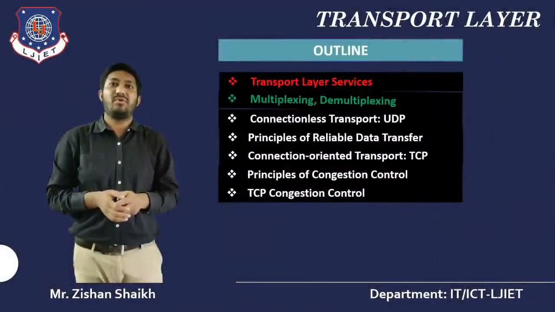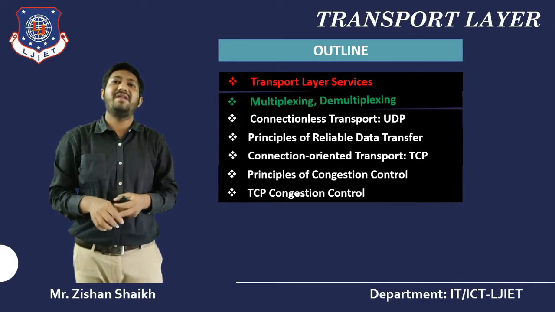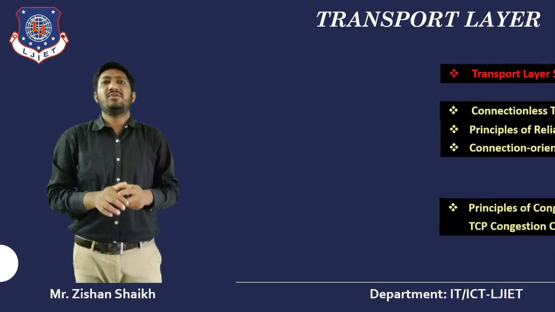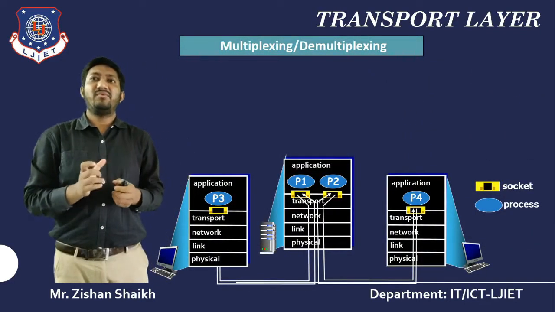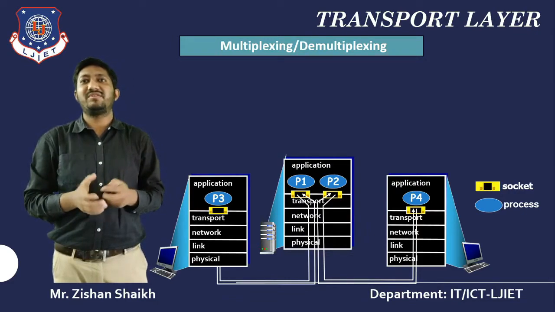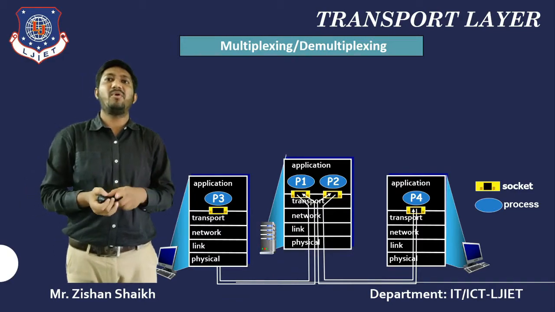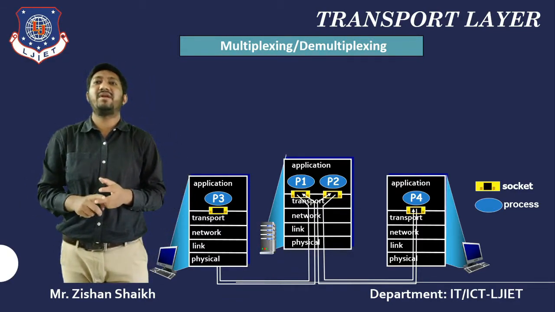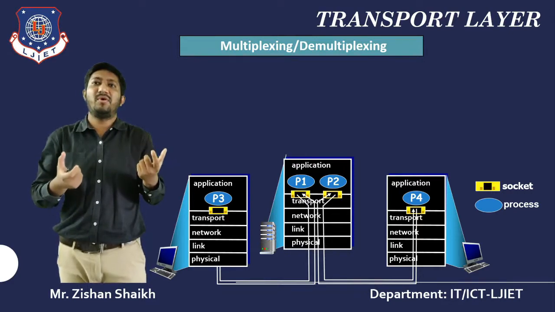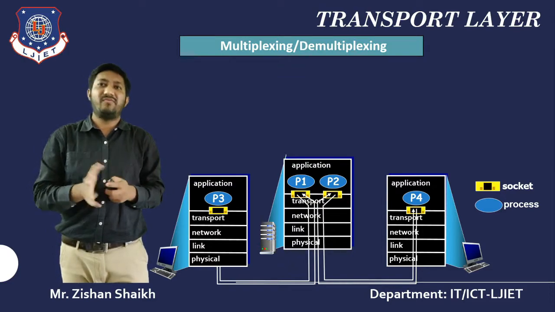Now we are moving to our next protocol or service, that is multiplexing and demultiplexing. When we are talking about multiplexing and demultiplexing, we have to understand some terminology. First is the IP address and another is the port number. We already briefly discussed MAC address and IP address in the network layer. The IP address is the unique identification of your host in your network.